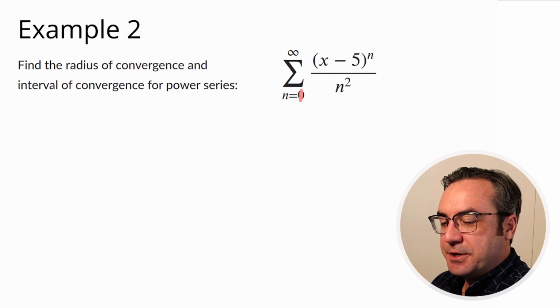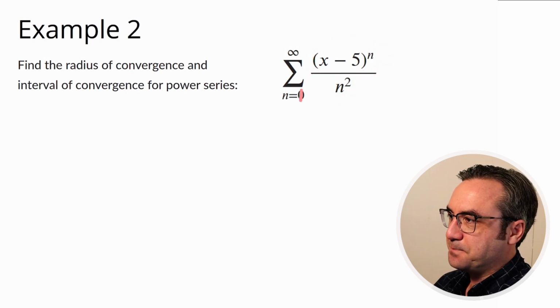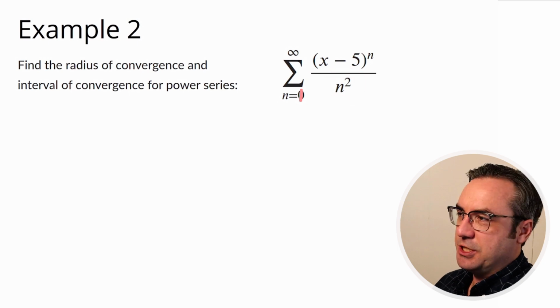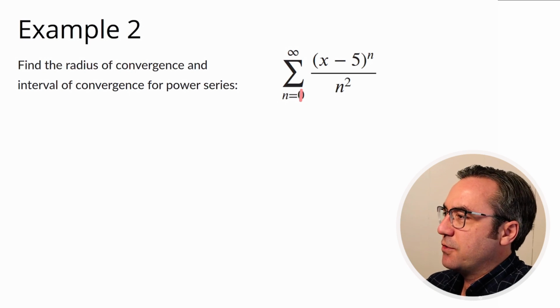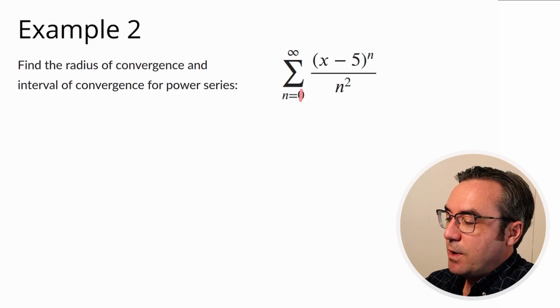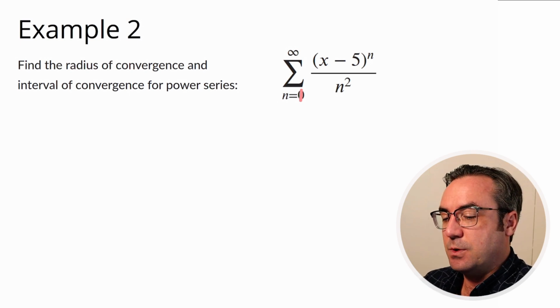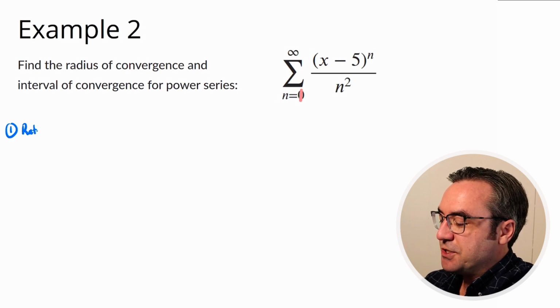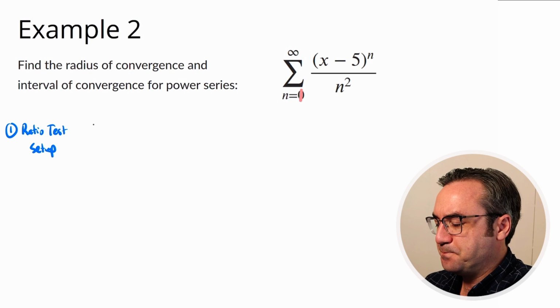All right, so we've got this power series. We've got x minus 5 raised to the n over n squared. So we've got our power functions and then our coefficient term. We want to find the radius of convergence and the interval of convergence for this power series. How we do this is with our ratio test. This is what we started looking at in class. So our first step is to set up the ratio test first, and then we'll do our limit, like we normally do.